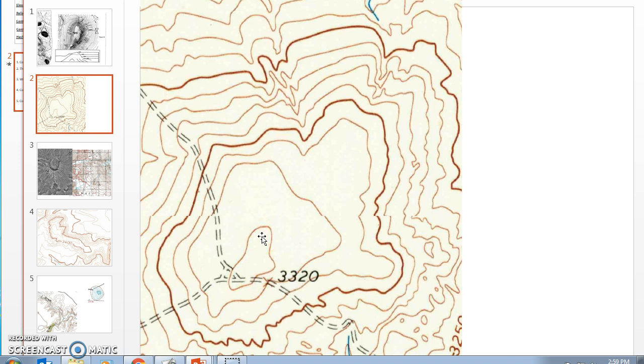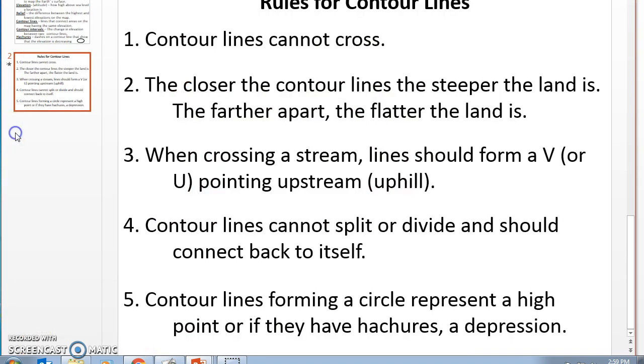Now, there are some other rules about contour lines that we need to know. That's kind of their general terminology. But let's go to this one, just rules for contour lines, okay?